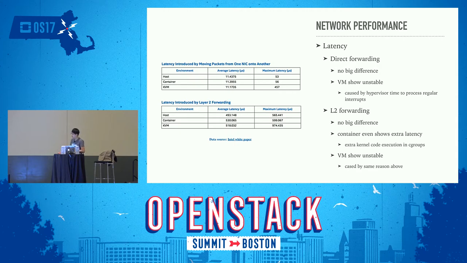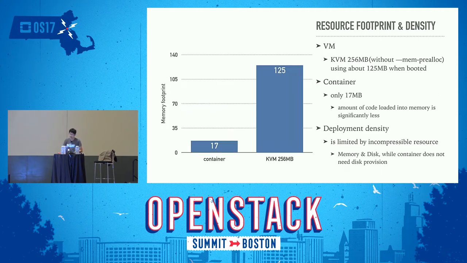And in this test, the container even shows some extra latency, which we think is caused by extra kernel code execution in cgroups, which is not needed in a virtual machine. And again, the virtual machine shows a little bit of instability here, which you can notice in the graph: the maximum latency of the virtual machine is not stable and can reach a very high level. Okay, so for network performance, you can see that there's not a big difference between the virtual machine, the container and the host machine. It's very interesting.